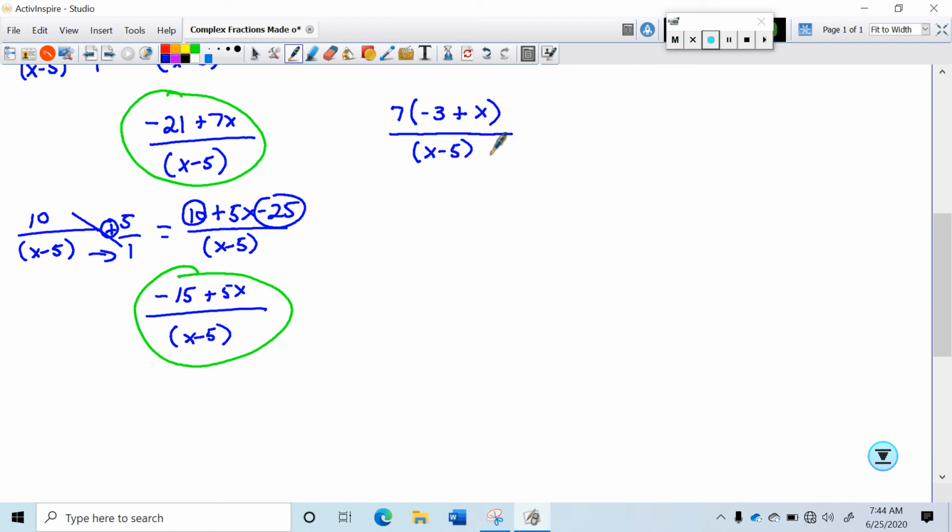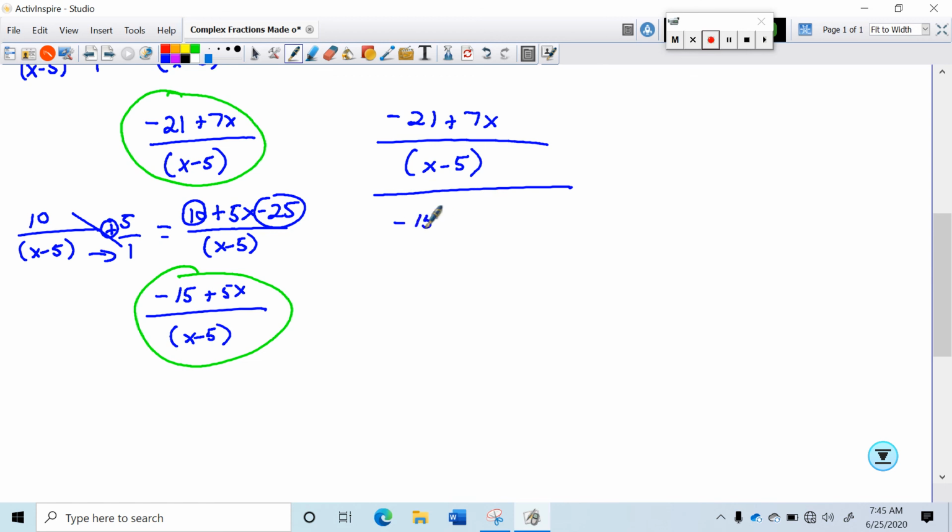Sorry, I'm thinking ahead. I don't want to do that yet. So forget that I did that. Let's just write it down like it is. Sorry about that. Negative 21 plus 7x. You really don't want to factor until the very last step. Over negative 15 plus 5x over x minus 5. Those are my two fractions.